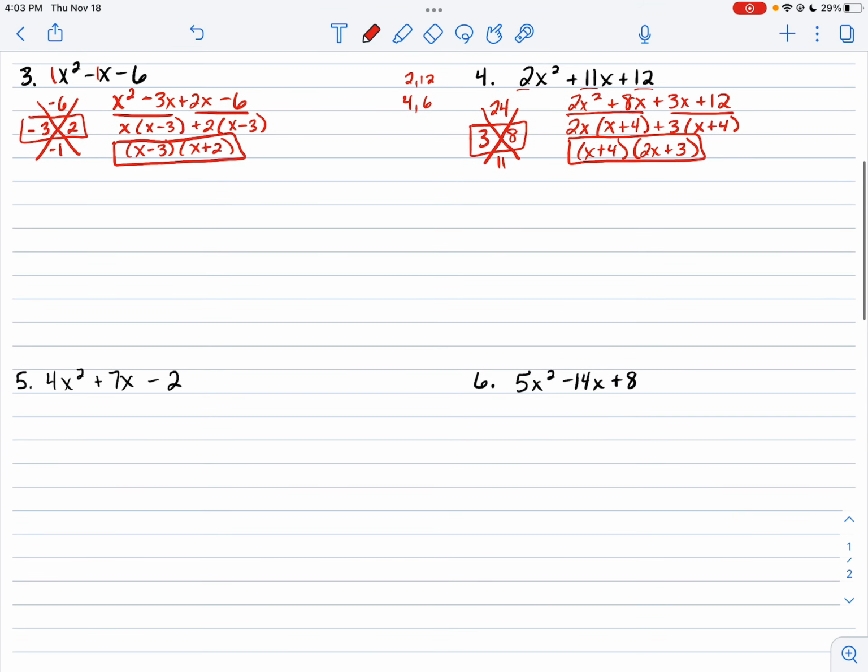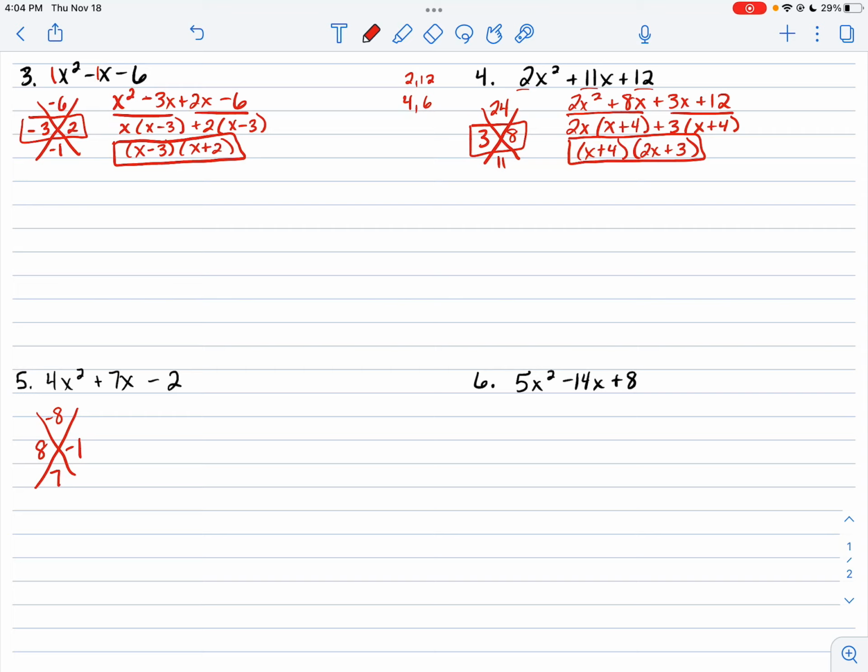Okay, let's do another one. So let's do 5. So if I take 4 times negative 2, that gives me negative 8. And then I'll put 7 in the bottom part of my diamond. And so now I'm looking for two numbers that multiply to be negative 8, but add to be 7. So that's pretty handy. 8 and negative 1 work well there.